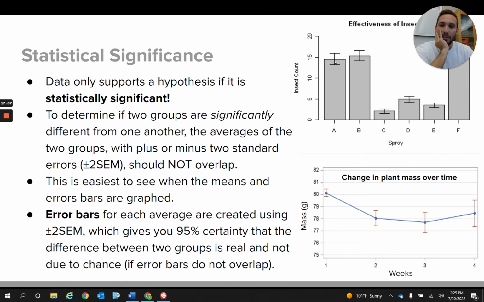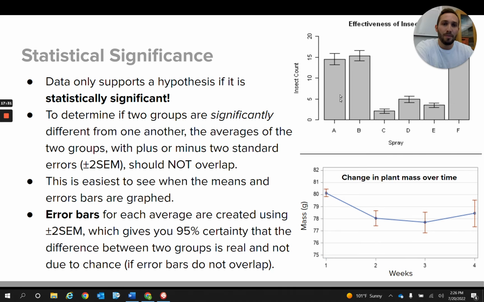Now, when you create the error bar using plus or minus 2 standard errors, this is going to give you 95% certainty that the difference between the two groups is actually a real difference, a statistically significant difference, and not just due to random chance. And that's going to be true if the error bars do not overlap.